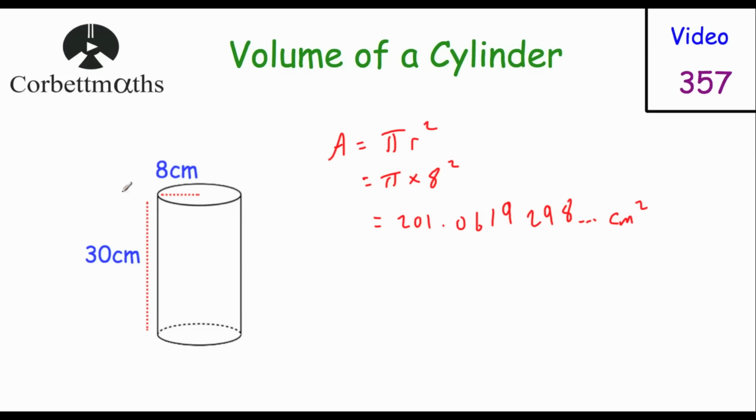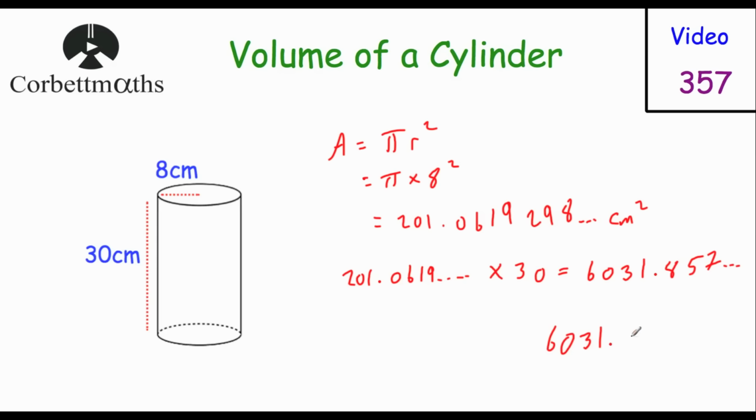Now we're going to multiply that by how tall it is. Don't round this answer because we're multiplying it by 30. If you round it, that multiplied by 30 can mean that you're somewhere out from the actual answer. So we're going to take our 201.0619 and so on. If you've got a new calculator display, just leave it there and press multiply by 30. And when you do that, you get 6,031.857 and so on. And to one decimal place, that would be 6,031.9, and our units would be centimeters cubed.